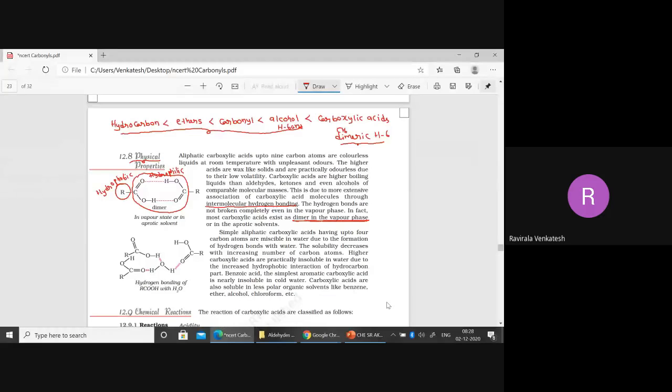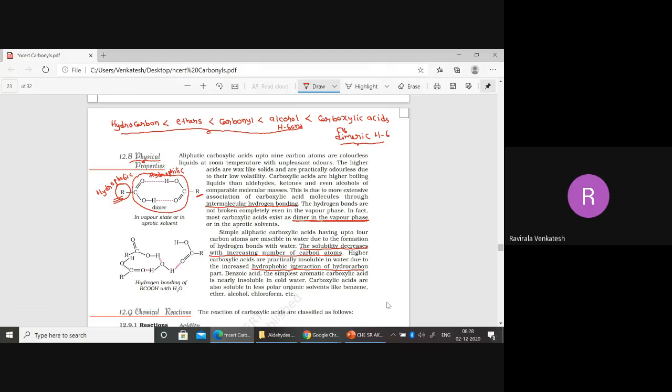By putting CH3, CH3 like this, the carbon chain increases. In that case, what happened? When you increase the number of carbons, the hydrophobic character increases and solubility decreases. You see, the solubility decreases with increasing number of carbon atoms. So this is the thing you need to take. Higher carboxylic acids are generally insoluble in water because of the hydrophobic interactions of the hydrocarbon.